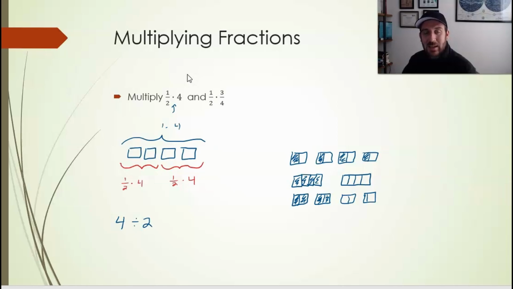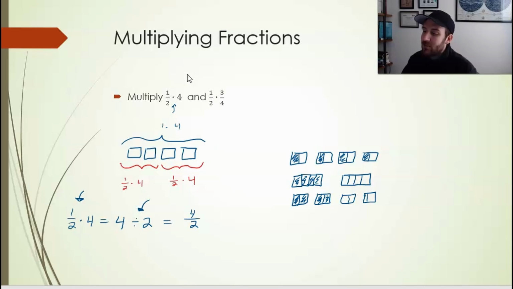And this gives us insight into how we can relate these different numbers together. 1/2 of 4 is the same thing as 4 divided by 2, which is the same thing as 4 halves.